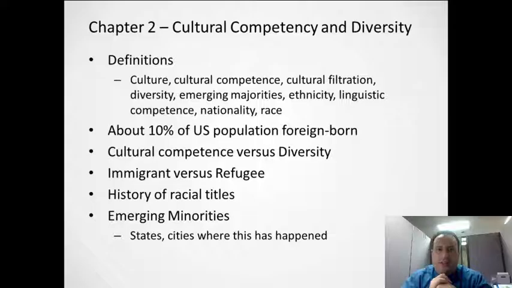Again, there's sections of racial titles, so make sure to read that. And then the emerging minorities. And again, you have places where minorities are actually the majority, so to speak. For instance, in California, there are fewer whites than all other ethnic groups combined. You even have cities in Iowa, like Perry, Iowa, which has a large meatpacking plant, where in the kindergarten class, 90% of the students are English as a second language. So you have these pockets where what you consider the traditional or white majority is actually the minority.